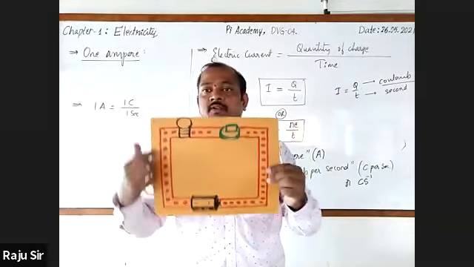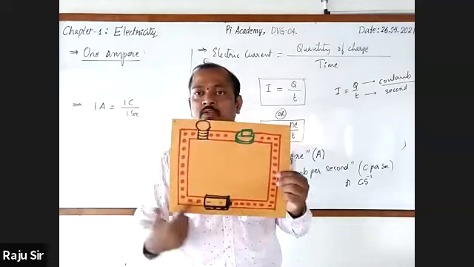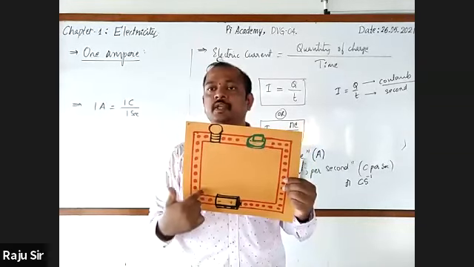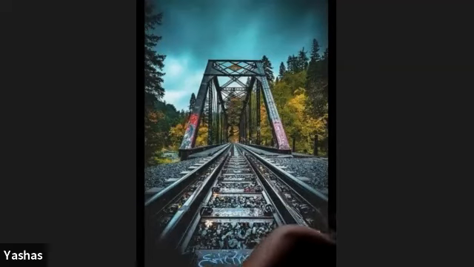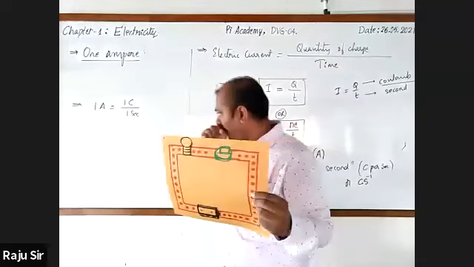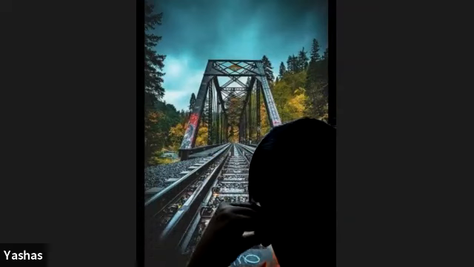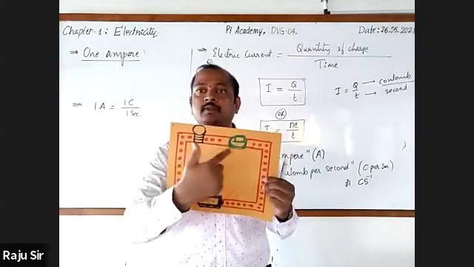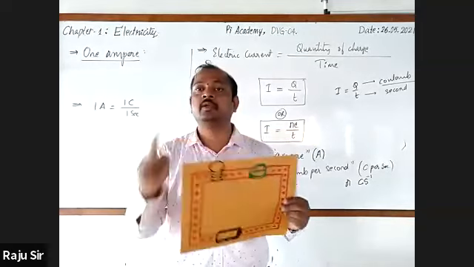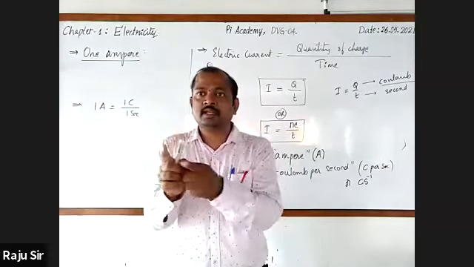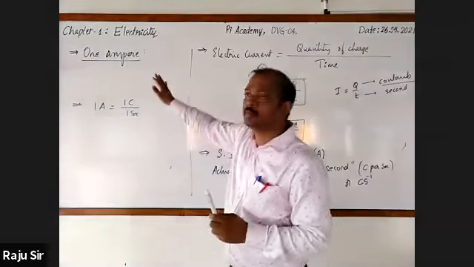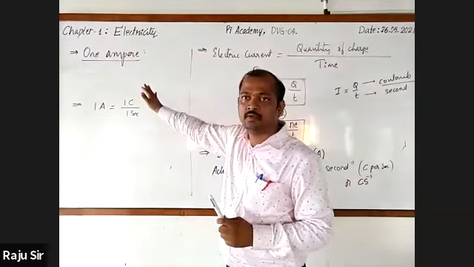Just listen to me. The current flowing through the conductor, what I represents current. Look here. Assume that the current flowing in this circuit is 1 ampere. It is possible if and only if 1 coulomb of charged particles pass through any cross section of the conductor in 1 second. Can I repeat? When 1 coulomb of charged particles pass through any cross section of the conductor in 1 second, then the current is said to be 1 ampere. Clear? Did you all understand?